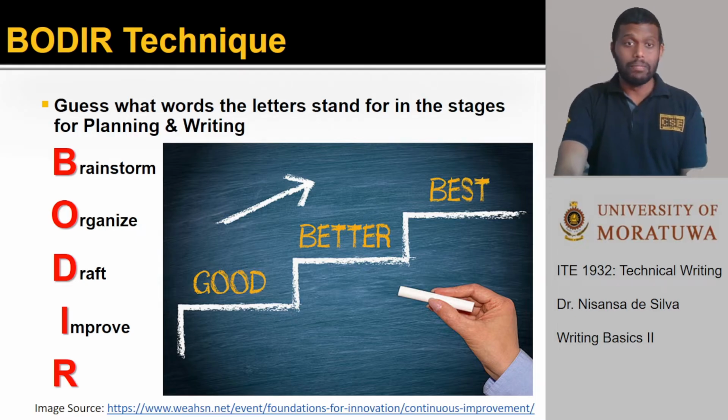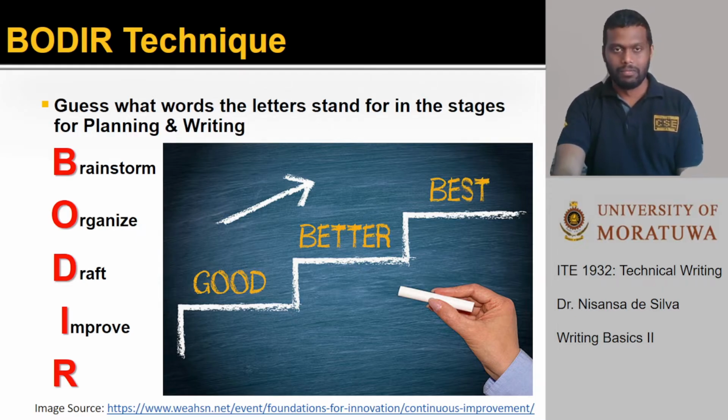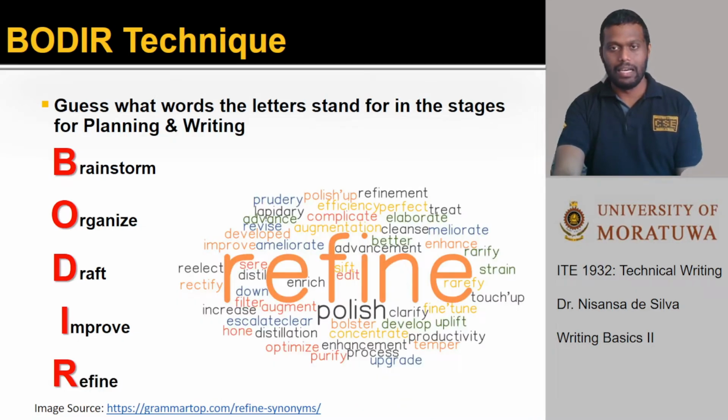The fourth step is improve. To make something that is good, better, and best. And the fifth is refine. To make it polished. To include clarity. To develop it. To lift it. Improve the productivity.